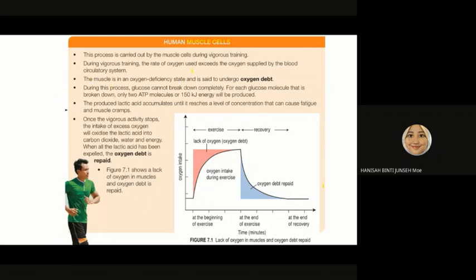I hope you can listen to my words. Be careful. Listen carefully. So, muscle cell, this muscle cell carries out aerobic respiration. Kalau aerobic meaning it uses oxygen. Kenapa kita buat aerobic respiration? To produce energy.